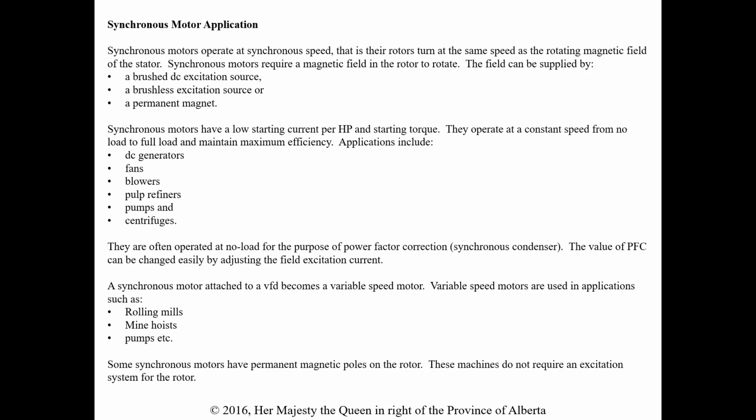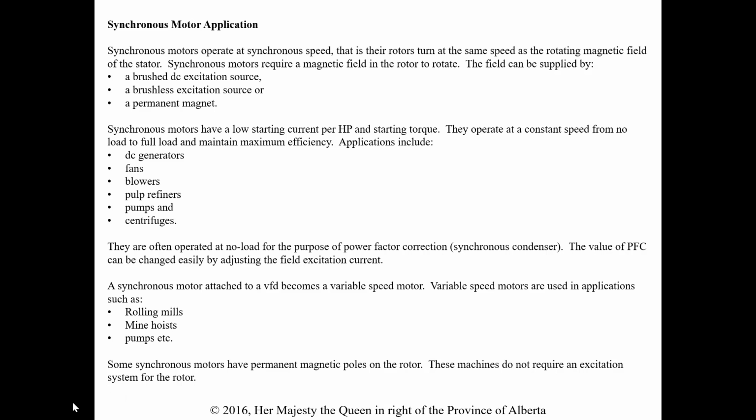A synchronous motor attached to a VFD becomes a variable speed motor. Variable speed motors are used in applications such as rolling mills, mine hoist pumps, etc. How can a VFD help vary the speed? Well, a VFD is a variable frequency drive, and because the synchronous motor runs at synchronous speed, part of that is dictated by frequency. We'll get into that formula coming up, but if I can affect the frequency, I can affect the speed of these motors as well.